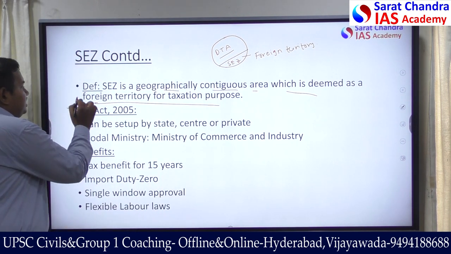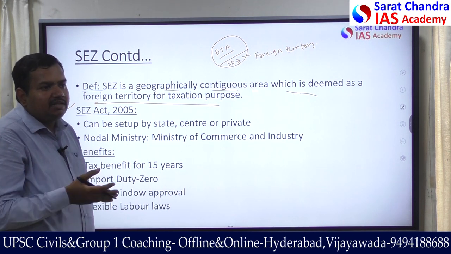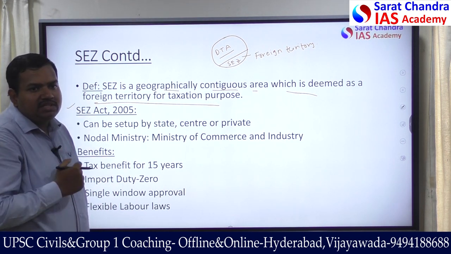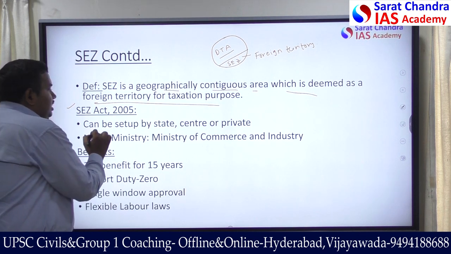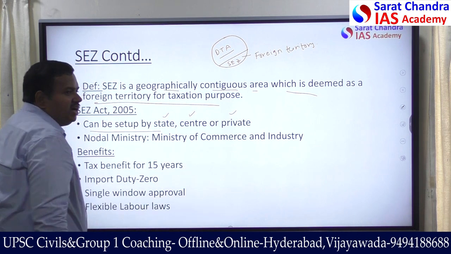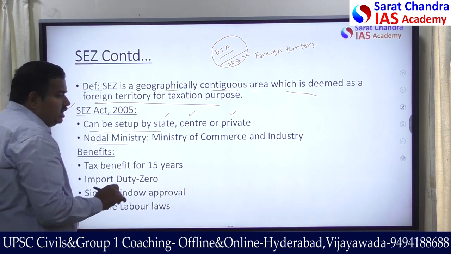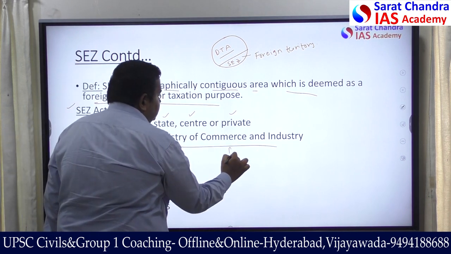Now, SEZs were actually introduced with the passing of the SEZ Act 2005. So what are the provisions in that act? SEZs can be set up by the state government, central government or a private entity. And the nodal ministry, this is very important, is the Ministry of Commerce and Industry.